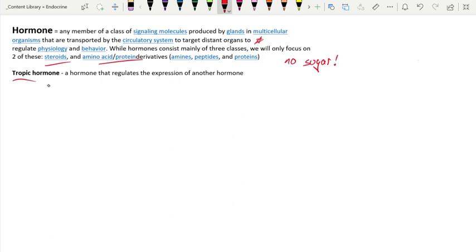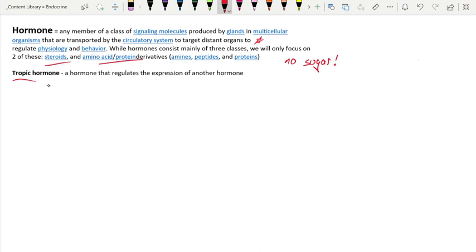Another thing that I want to point out, this idea of a tropic hormone. In the broadest sense, this is a hormone that regulates the expression of another hormone. Where this is going to come into play for us is with the pituitary gland that we'll discuss in a minute and how it secretes hormones that will then turn out to regulate other hormones.